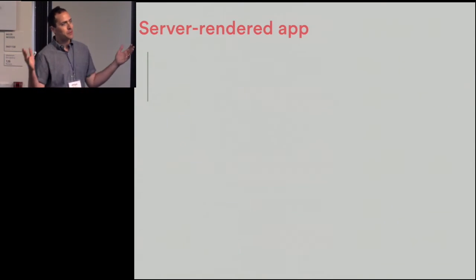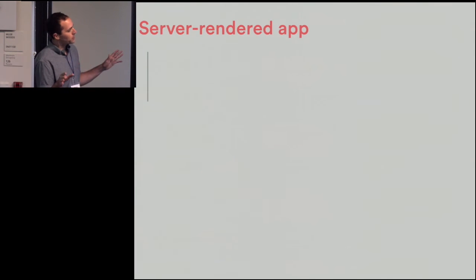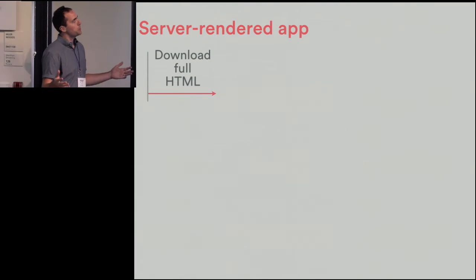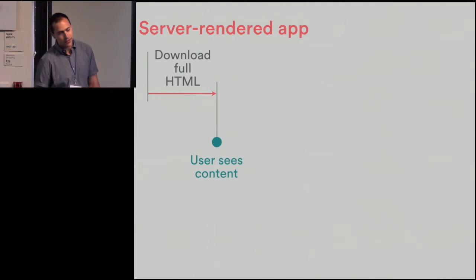So let's look at a server rendered app. And this could be an isomorphically rendered app, or this could just be the app of yesteryear, your typical simple Rails app. So the browser will make the request, download the full page of HTML, and then the user sees the content.